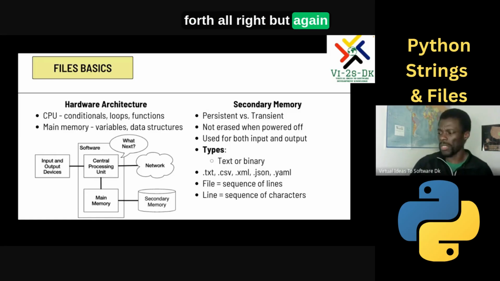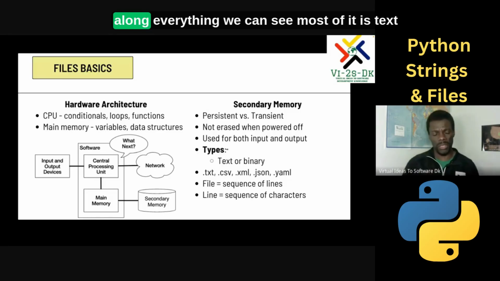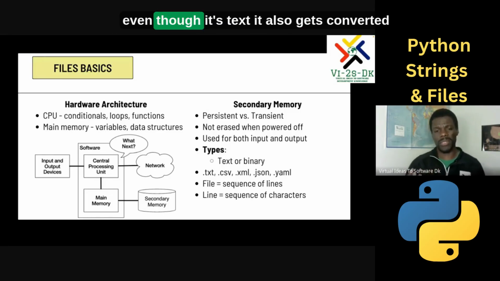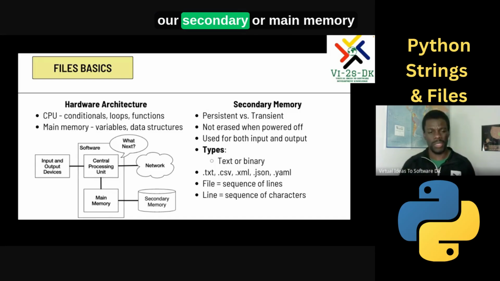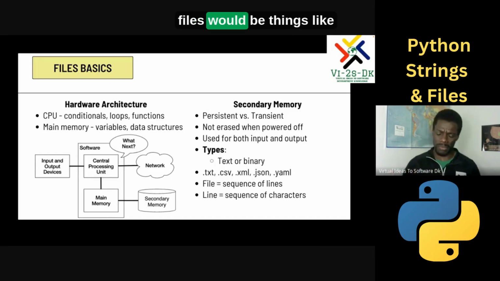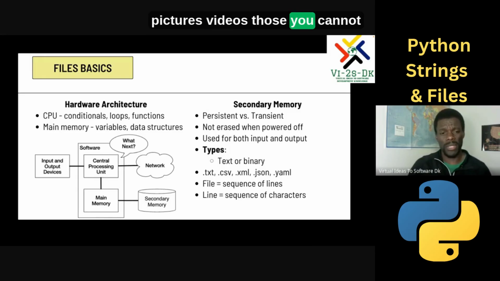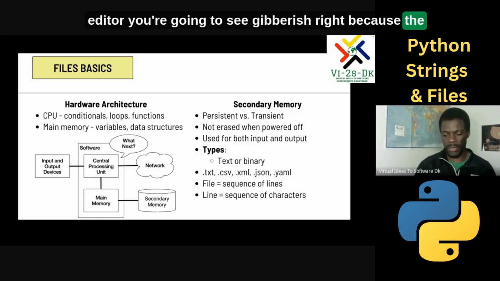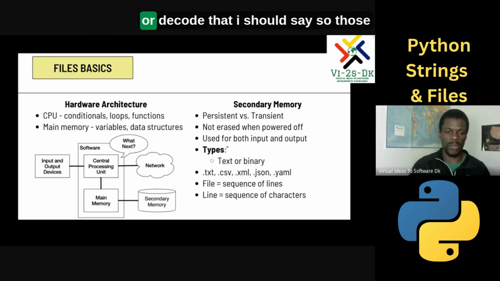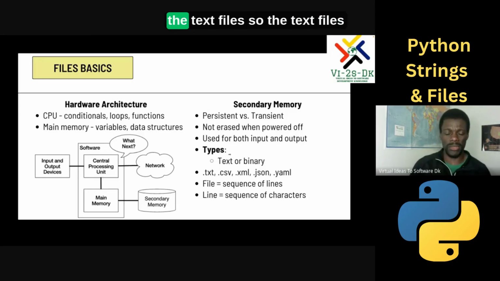All right. But again, there are different file types we talk about. They're text files, which we've been using all along. Everything we can see, most of it is text. Even though it's text, it also gets converted to ones and zeros before it gets saved in our secondary or main memory. Binary files would be things like audio files, pictures, videos. Those, you cannot open in a text editor. If you open them in a text editor, you're going to see gibberish, right? Because the text editor cannot decode that. So those are the 2 main things. We'll be working mostly with text files.